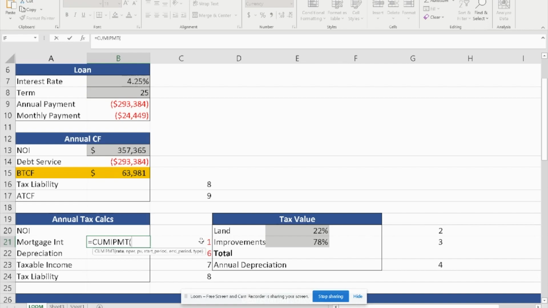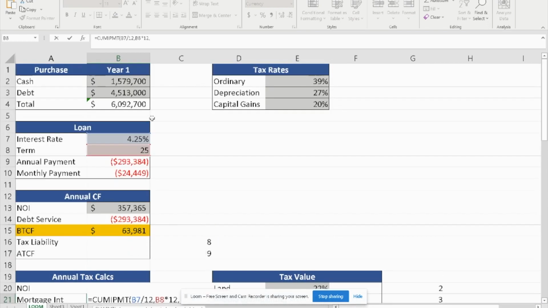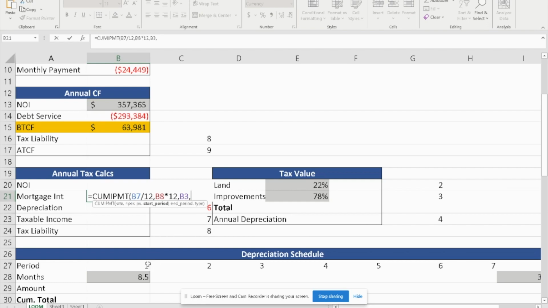Excel does a very good job at kind of walking you through some of the functions, and it's telling us what we should be doing here. It's similar to the payment. It's telling us that we need to get the rate divided by 12, and then the number of periods times 12, and then it's asking us to get the present value, which is the loan amount, and then we comma, and then it's asking us for the start period. The start period is just basically the first year, and then it's asking us for the end period. It is going to be the same thing times 12. So we're going to do that, and then the type is 0.